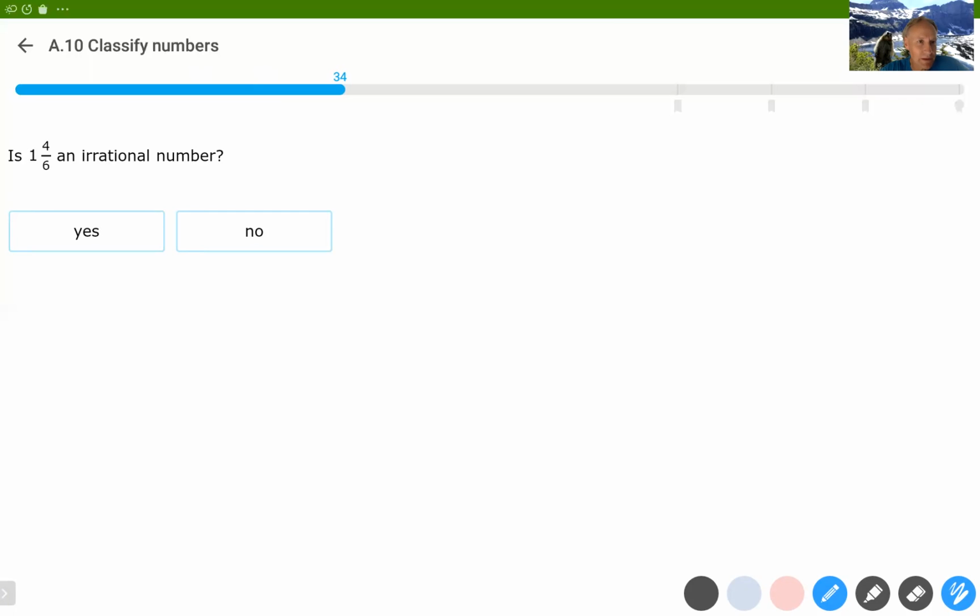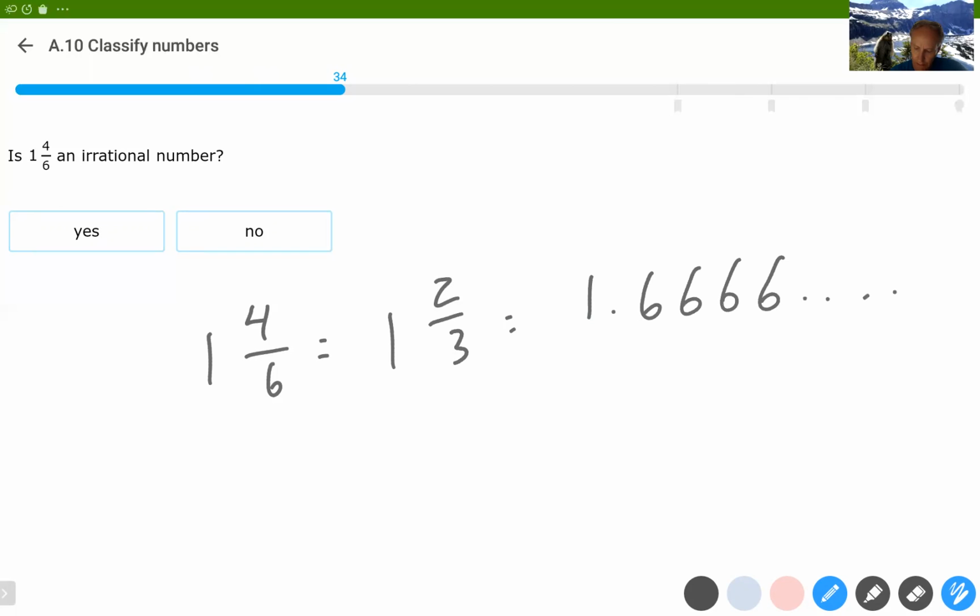1 4/6, irrational? Now it is an infinite repeating decimal. 1 4/6 is equal to 1 2/3, which happens to be 1.666 repeating. Now that 6 repeats forever, but that's not irrational. It is definitely rational, and to prove it, we just have to write it as a ratio. That's 1 times 6 plus 4 is 10 over 6, or if you like, 5 over 3. That makes it rational. So is it irrational? No.